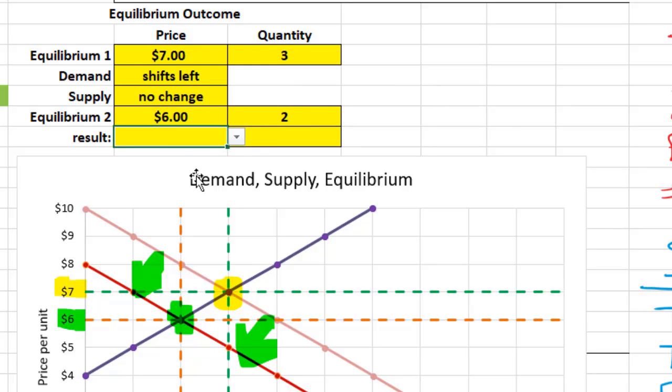So what happened to price? It went from 7 to 6. Price decreased. What happened to quantity? It went from 3 to 2. Quantity decreased. There we go. That's all there is to it. Let's do a couple more just so we really get the hang of it.